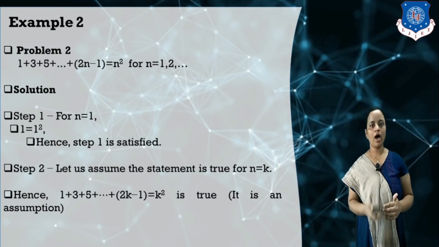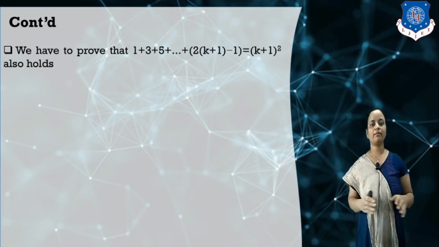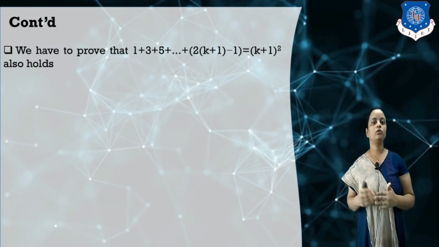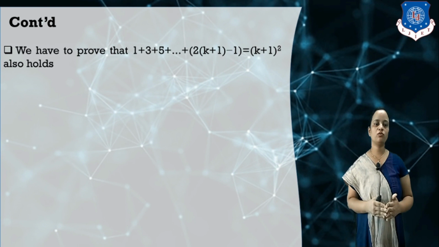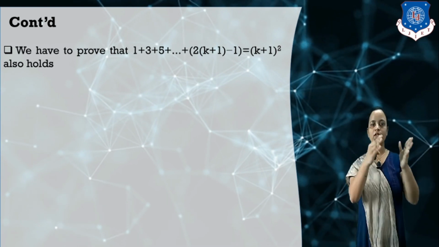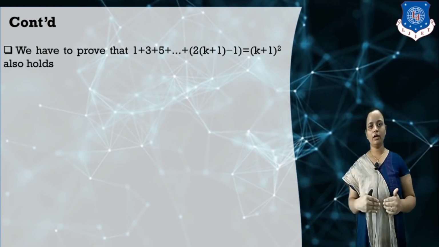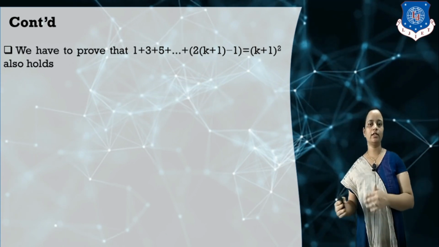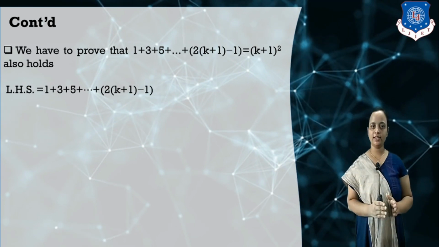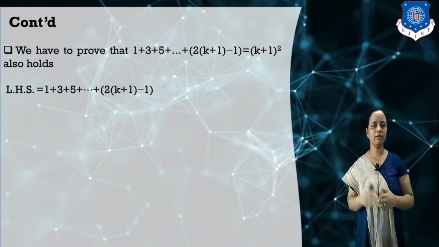Now I am going to prove this statement for n equal to k plus 1. So the whole statement I write down in the form of k plus 1: 1 plus 3 plus 5 up to 2 into k plus 1 minus 1 equals k plus 1 square. Now how am I going to prove this? By taking the LHS, performing the steps, and making the LHS equal to the RHS. So I am taking the LHS value 1 plus 3 plus 5 up to 2 into k plus 1 minus 1.